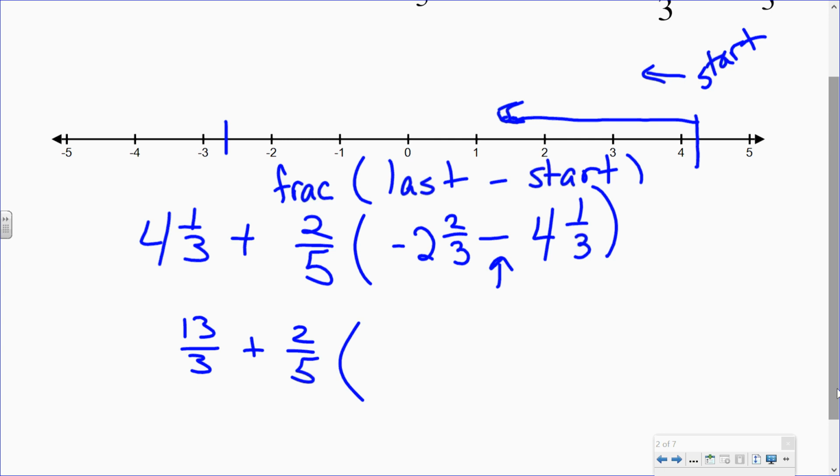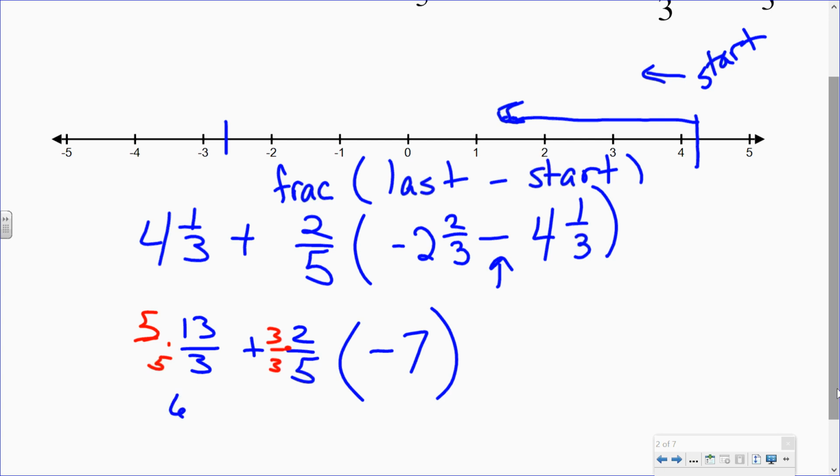Negative 7, negative 21/3. So everybody's okay if I just say negative 7 there? So now I have thirds and fifths. What does my common denominator need to be? So I need to multiply by 5 over 5 and by 3 over 3.